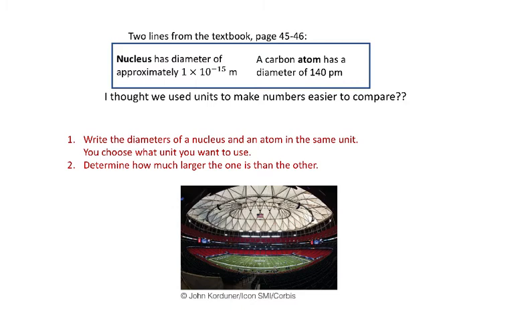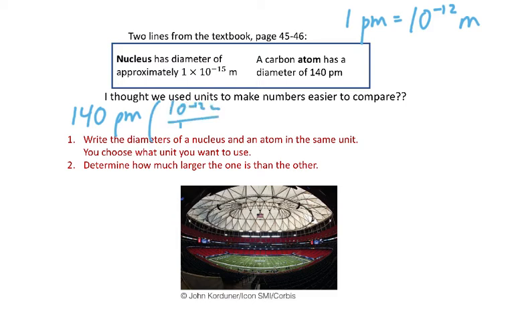Okay, so we already have the nucleus given in the base unit of meters. So we should probably just convert this to meters and then we can compare. So the atom is 140 picometers, and 1 picometer is 1 times 10 to the minus 12 meters. So I can say 10 to the minus 12 meters over 1 picometer, and I get 1.4 times 10 to the minus 10 meters.